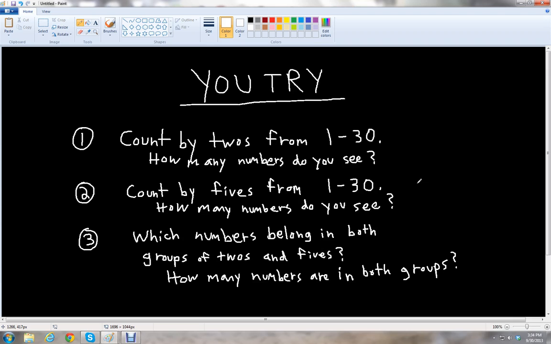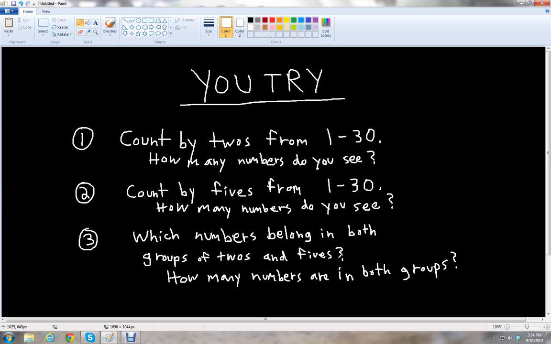The second question asks you to count by fives from 1 to 30. And then how many numbers do you see in this group of fives from 1 to 30? And then the third question asks which numbers belong in both groups of twos and fives.